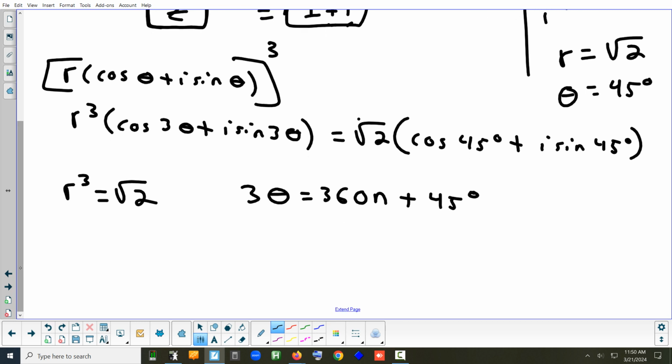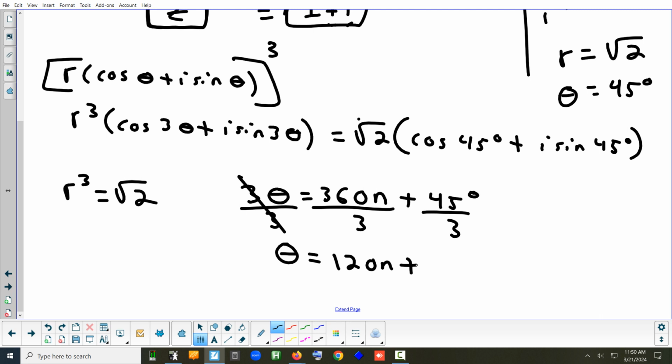Okay, so let's finish this one off. How do you get theta by itself? Divide by 3. That's gone. What's 360 divided by 3? 120. And 45 divided by 3? 15.